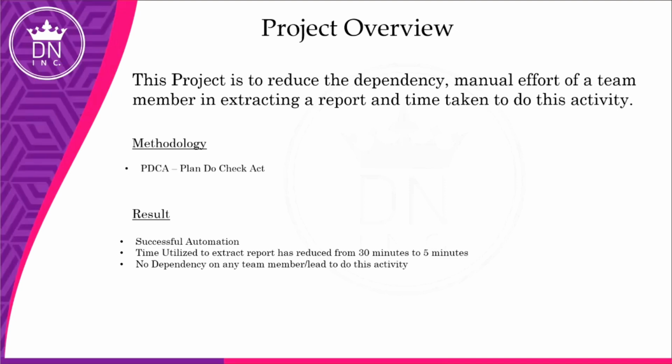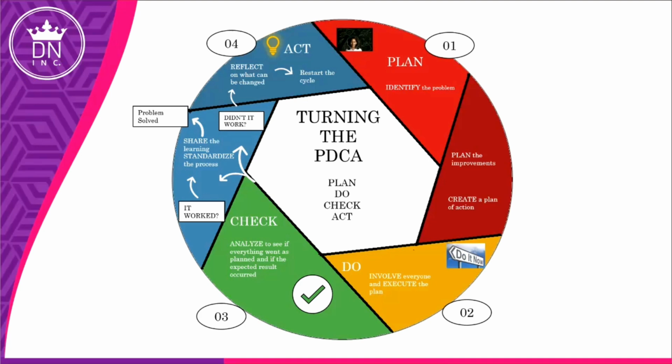So now let's go through the steps individually to see how we executed this. So first thing to understand is to identify the problem. So we first identified the problem, which resulted in planning what to do. We brought in the improvement plans and made some points to see how we can improvise. And then we created a plan of action. The second step was to bring in the action mode on it. So that is nothing but do. So we involved every team member and executed the plan.